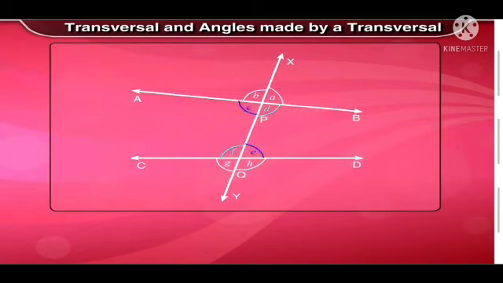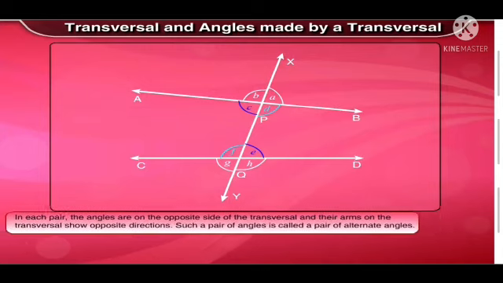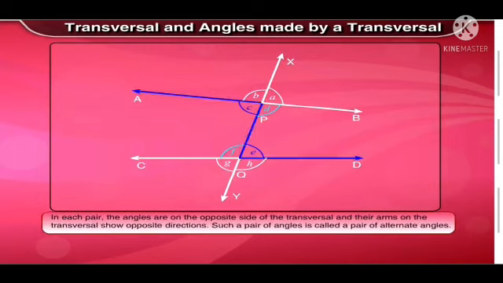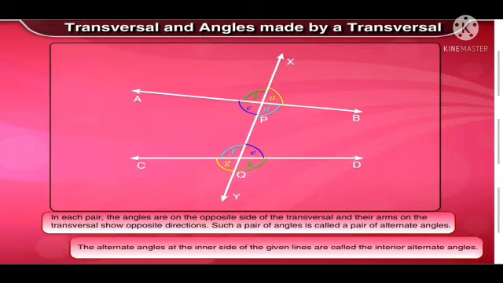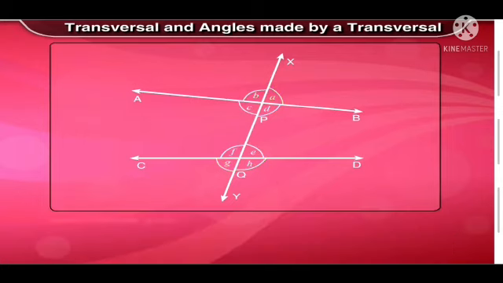They are interior angles. In each pair, the angles are on the opposite sides of the transversal and their arms on the transversal show opposite directions. Such a pair of angles is called a pair of alternate angles. The alternate angles at the inner side of the given lines are called interior alternate angles. Two pairs of alternate angles.